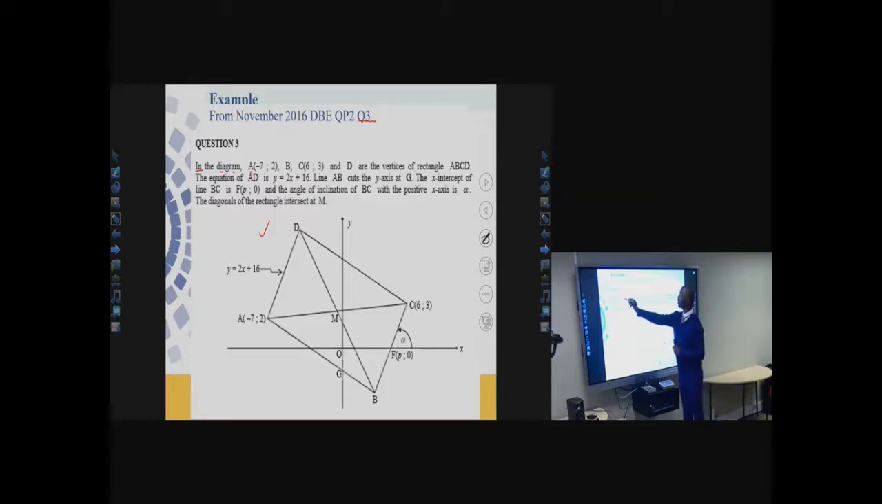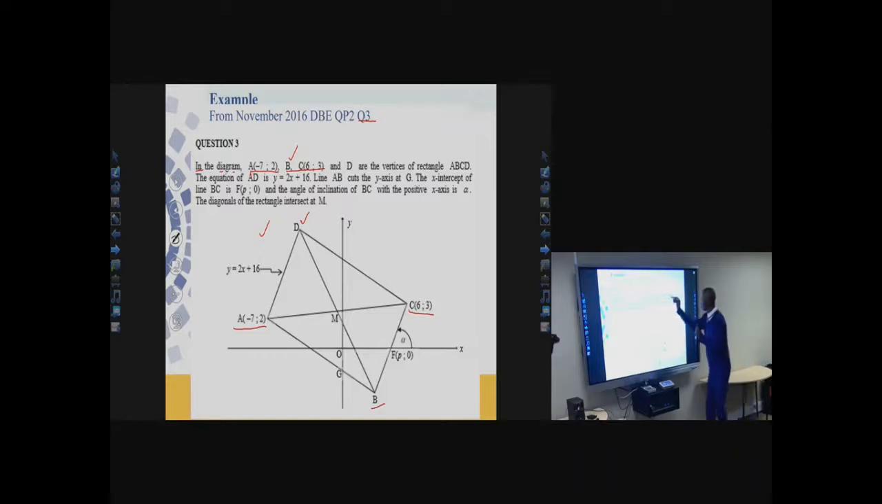A is having coordinates negative 7 and 2. Where is this A? There is this A with negative 7 and 2. B is alone, it's just B, and then there's a comma, and then there's C. So B is there, down there. Then C is having coordinates 6 and 3. Where is it? There it is. And D, where is D? There is D. They are the vertices of a rectangle.